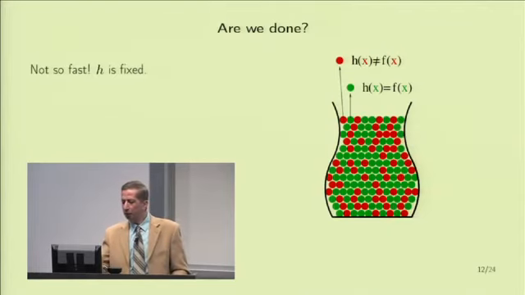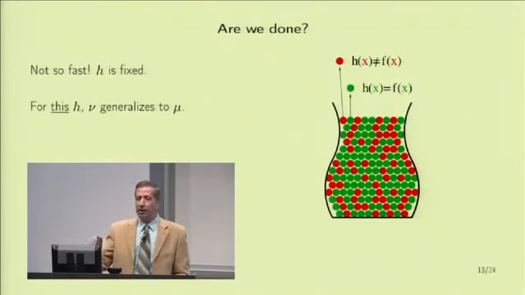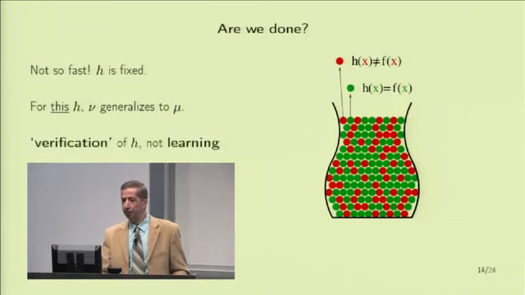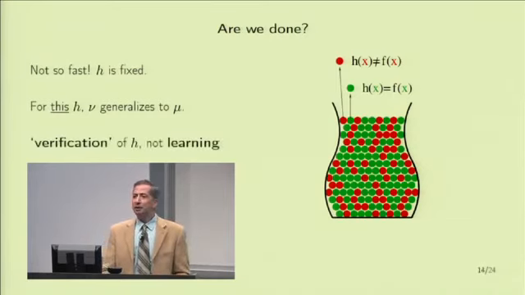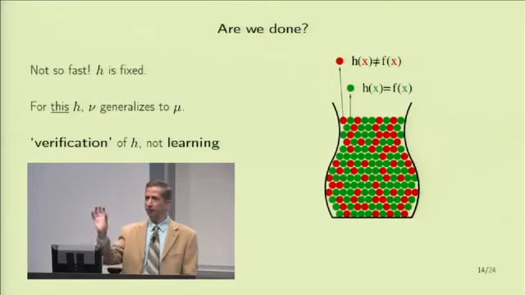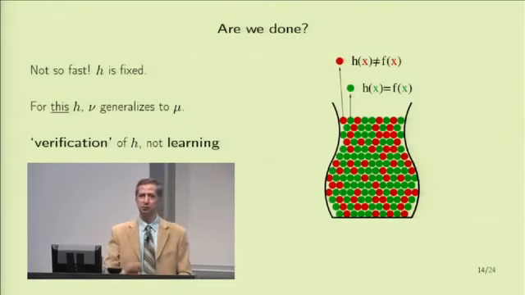Well, the problem is that I know that for this H, nu generalizes to mu. You're probably saying in your mind, yeah, but H could be anything. I don't see the problem yet. Now, here is the problem. What we have actually discussed is not learning, it's verification. The situation as I describe it, you have a single bin and you have red and green marbles, and that corresponds to the following.